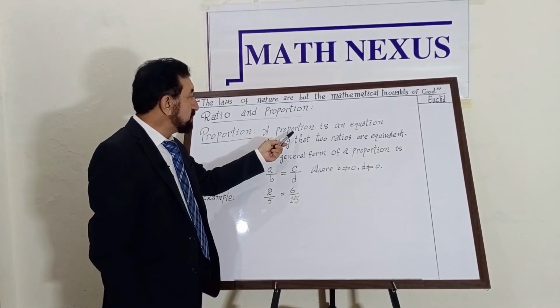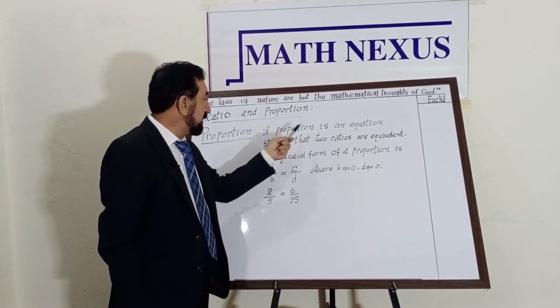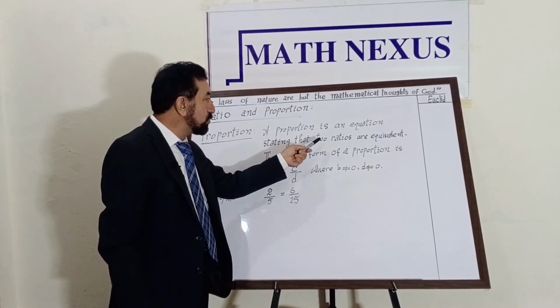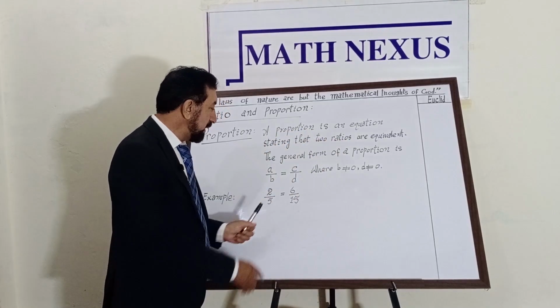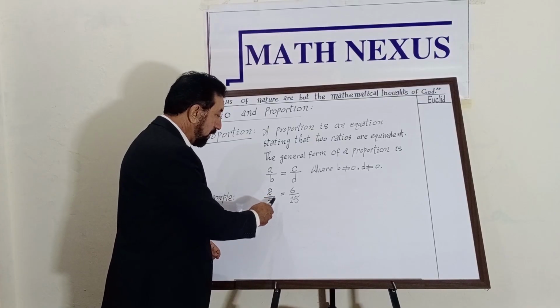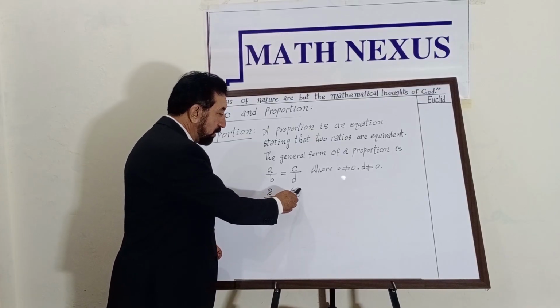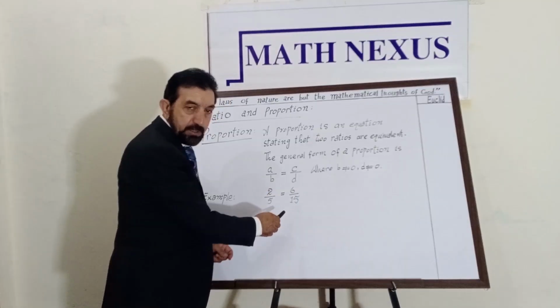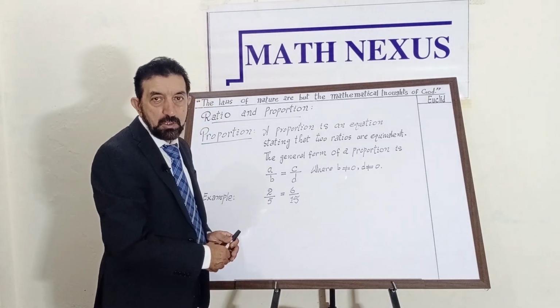As per definition, a proportion is an equation stating that the two ratios are equivalent, just like 2 upon 5 is equal to 6 upon 15. These two ratios are equal.